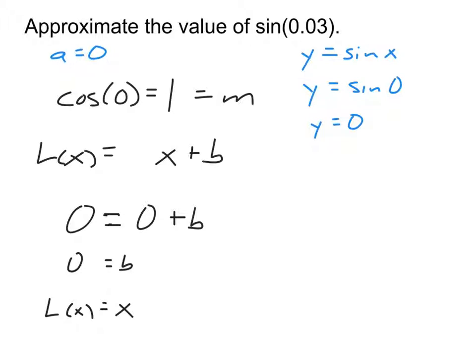So, remember, I'm looking for the value at 0.03. Well, I was looking for close to 0, so I don't need to do anything funky to the 0.03. It is 0.03. So what is L of 0.03? And there you have a quick estimate of sine of 0.03.